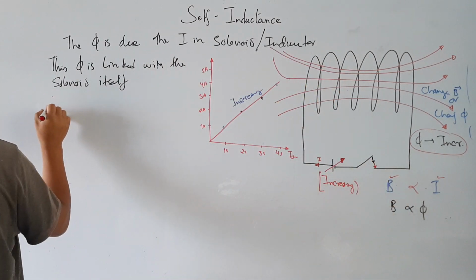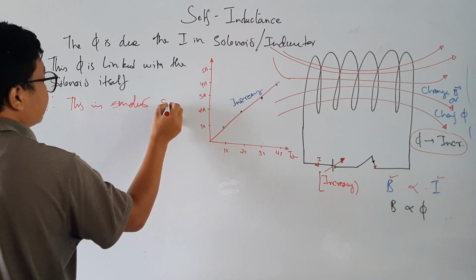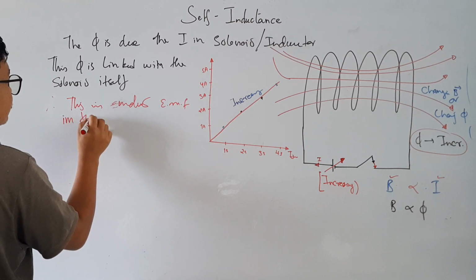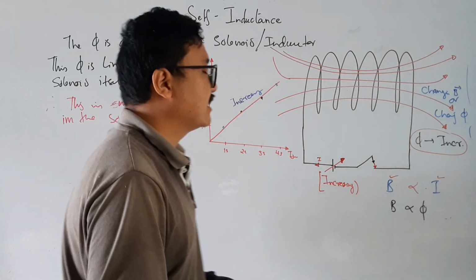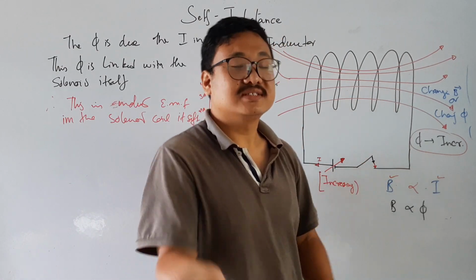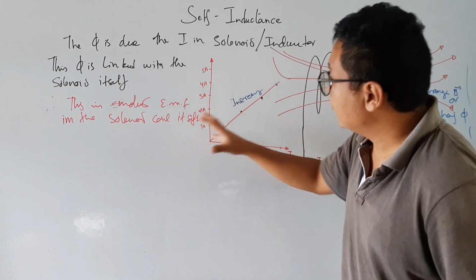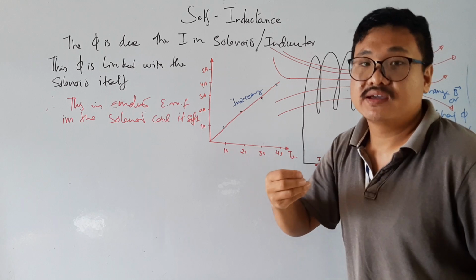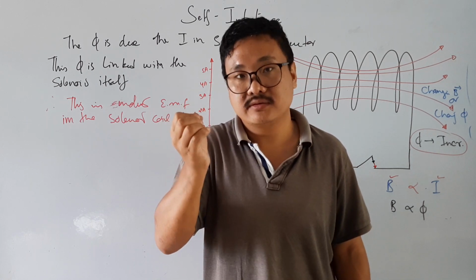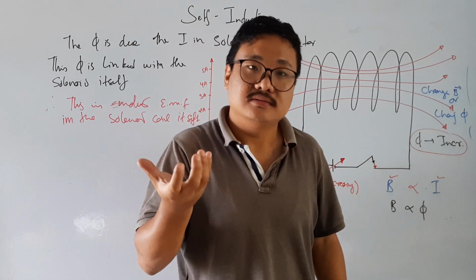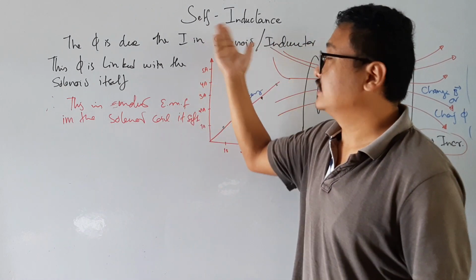So therefore there is induced EMF in the solenoid coil itself. Why is there induced EMF in the solenoid itself? Because this flux is linked with the coil of the solenoid itself. Now I am again saying itself. This entire phenomenon is called self-inductance. So the definition is that it is the phenomenon in which the EMF is induced in the self coil, the coil in which there is changing magnetic flux. Therefore, this is called self-inductance.